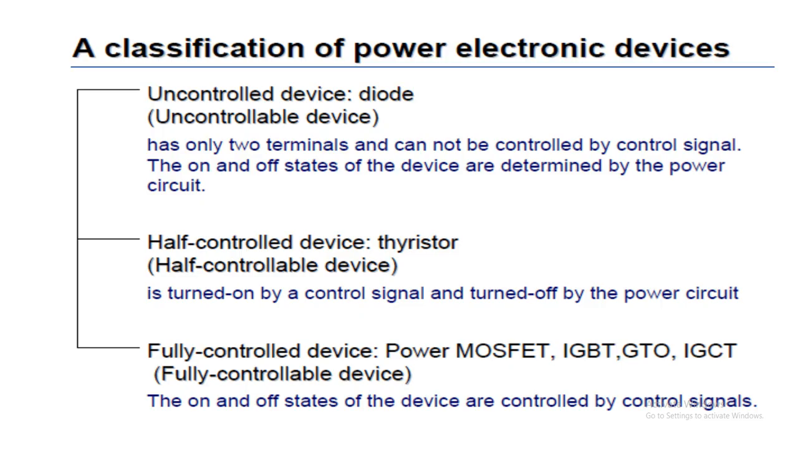The turn on process is controlled by the control signal, and the turn off process is not controlled. So that is called a half controlled device. The next one, fully controlled devices. Fully controlled means the turn on process and the turn off process are both controlled by control signals. Here power MOSFET, IGBT, GTO, and IGCT are the fully controlled devices. If you give the gate signal, it will be turned on, and if you remove the gate signal, it will be turned off. To keep the device on, we have to give the gate signal as long as the device is in the on condition.